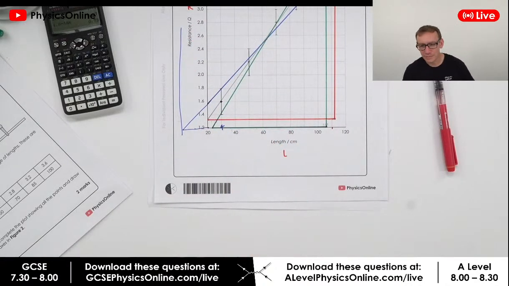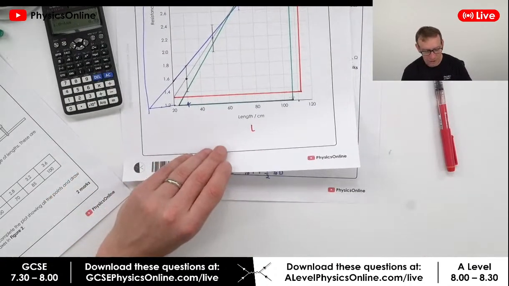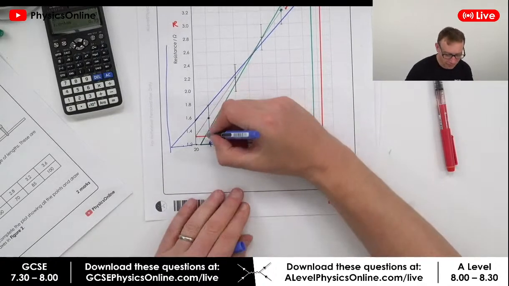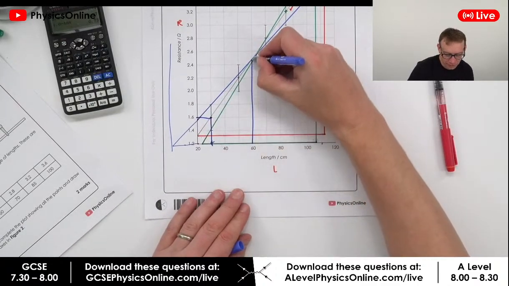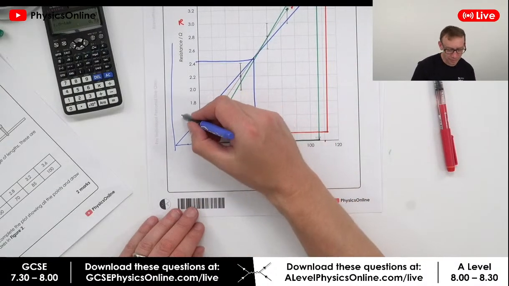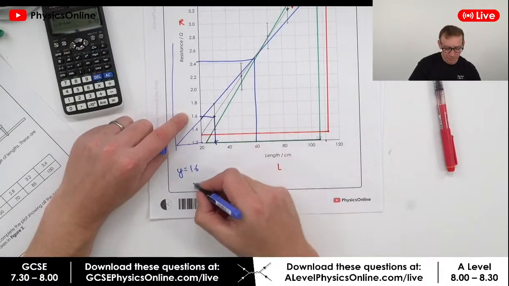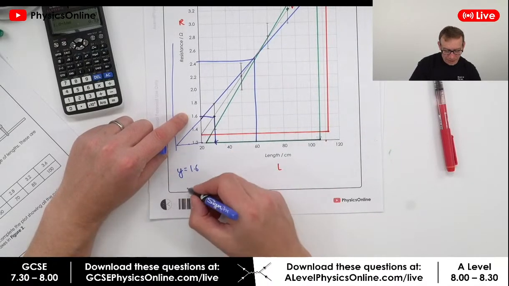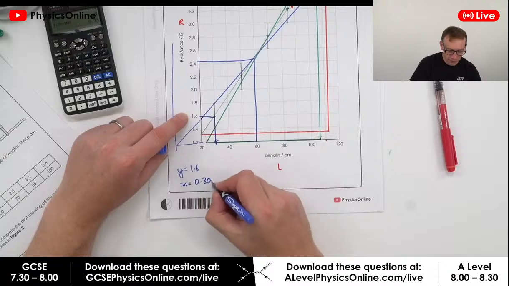Okay. Why is x 0.3? Where was that? Oh yeah, for this, basically I just took a value off the line. I could have taken any values off that line of best fit, okay? But I said that my value of y is equal to 1.6 up here. My value of L, or x, was equal to 0.30 of a metre.